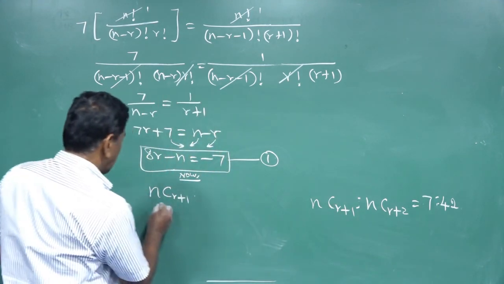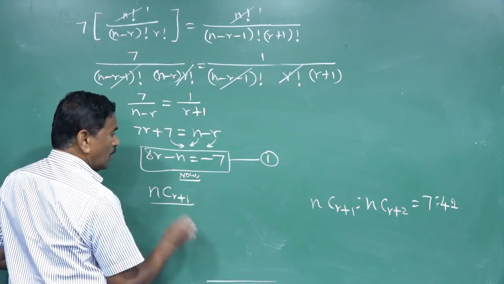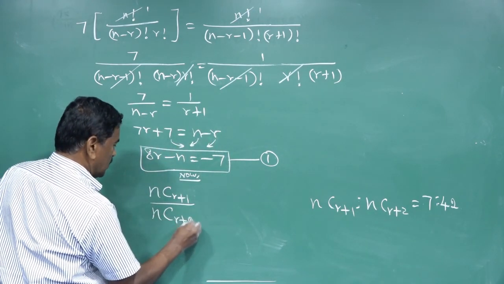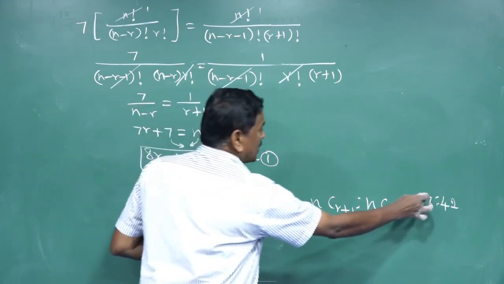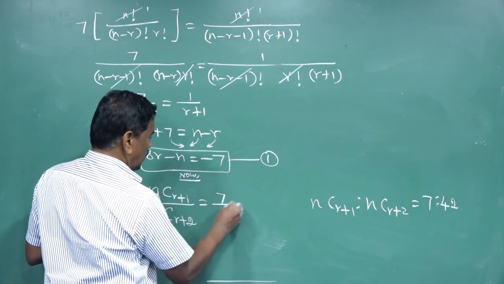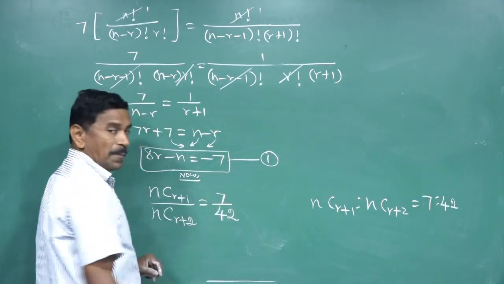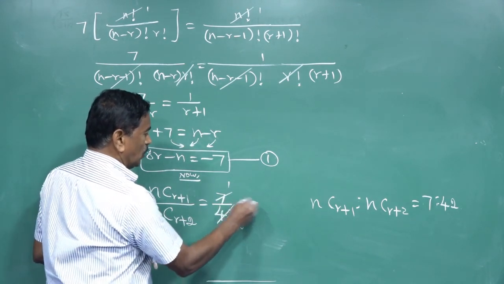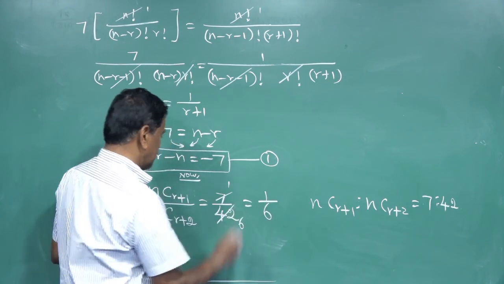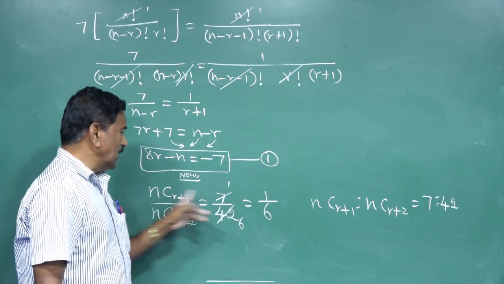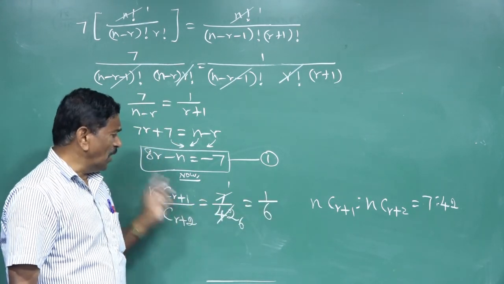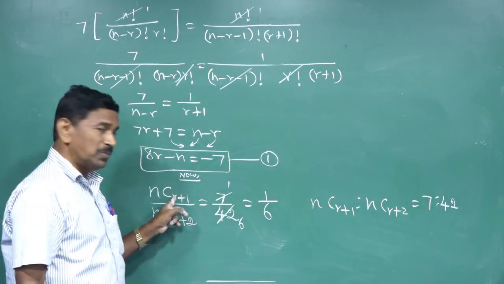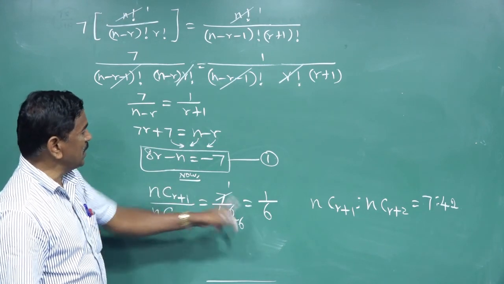nCr plus 1 divided by nCr plus 2, which is equal to 7/42. That's all. Now simplification. 6 7s are 42, which is equal to 1/6. So this fraction is equal to 1/6. Now I want to cross multiply.